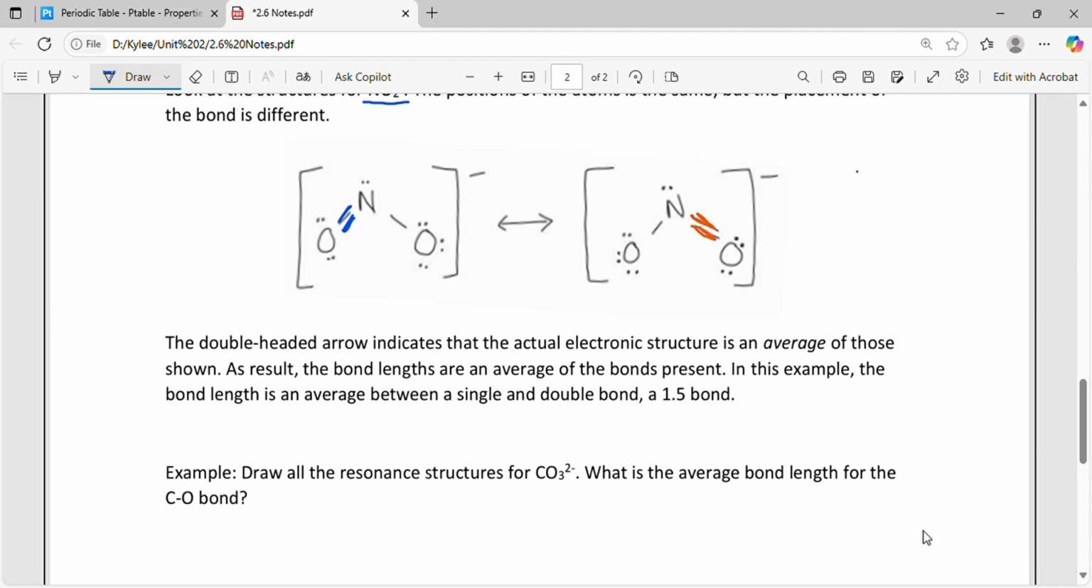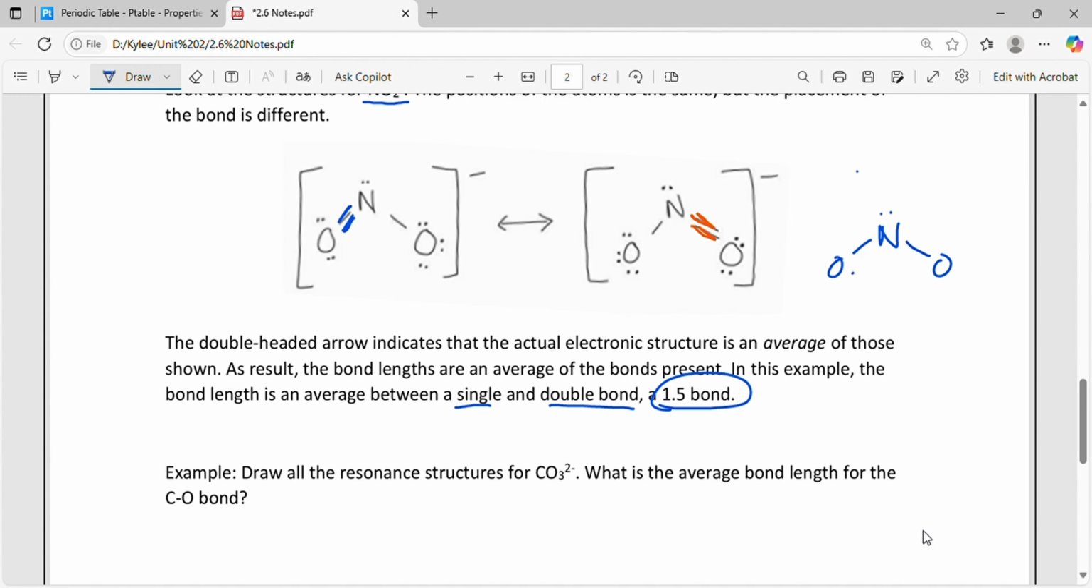What they found is that when we have different resonance structures possible, there's not a specific single bond and there's not a specific double bond on one side or the other. And in fact, it's an average between a single and a double bond. And so in real life, those bonds we would actually call a 1.5. They're not a single, but they're not a double. It's somewhere in between.